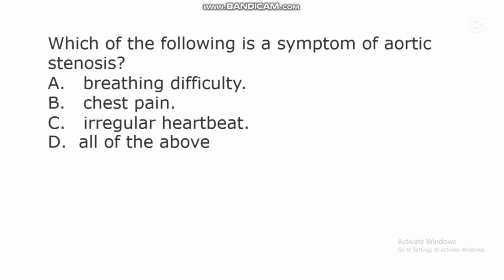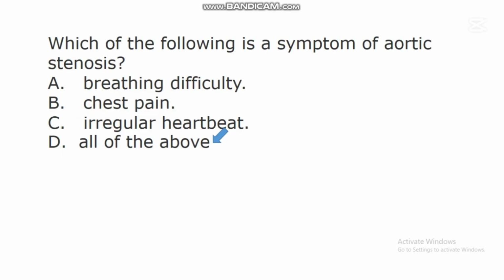The next question says, which of the following is a symptom of aortic stenosis? A. Breathing difficulty. B. Chest pain. C. Irregular heartbeats. D. All of the above. In this question, the correct answer is D. All of the above. There are many symptoms of this problem known as aortic stenosis.